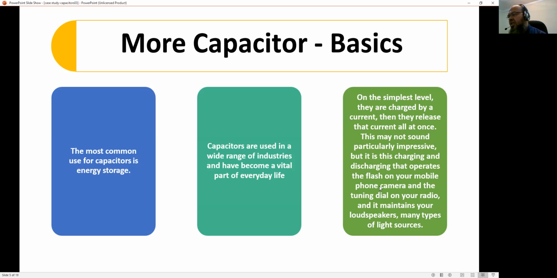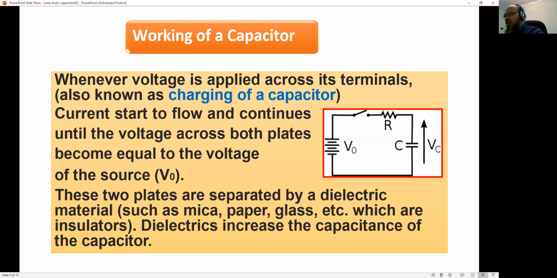But if you just check the name of any device, like you see at the bottom, the flash on your mobile phone camera, the tuning dial on your radio, loudspeakers, and many types of light sources, this process is the main process creating all these functions in these devices. Then you see that the important process is the charging and discharging of a capacitor. Charging means storing the charge, and discharging means releasing the charge. It is charged by a current, and when it is discharged, it releases the current.